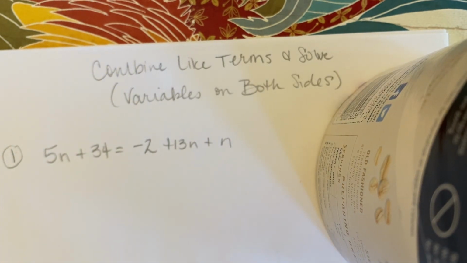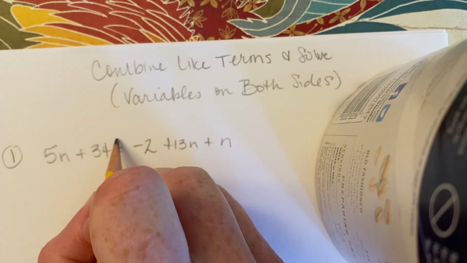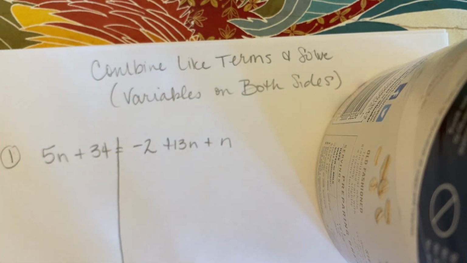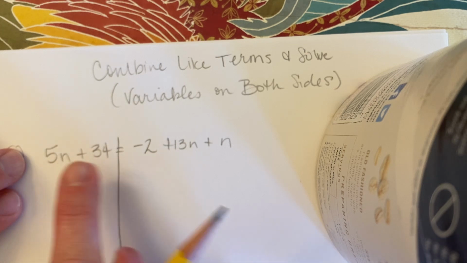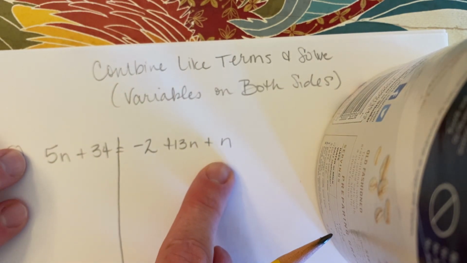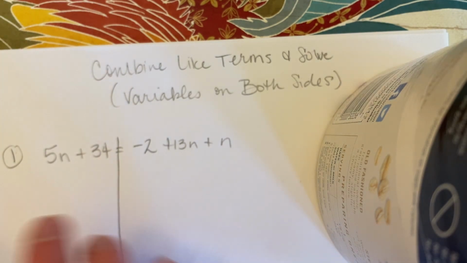Okay, we're here ready to combine more like terms and solve even harder, more difficult equations. What I'm seeing here is an equation that has variables on both sides of equals. If I draw my dividing line here, I can see two sides of this equation. I can see that I've got an n on the left, and then I've got a couple of n's on the right. What I want to do here is move letters left, numbers right, just like we've talked about when we're dealing with variables on both sides of equations.